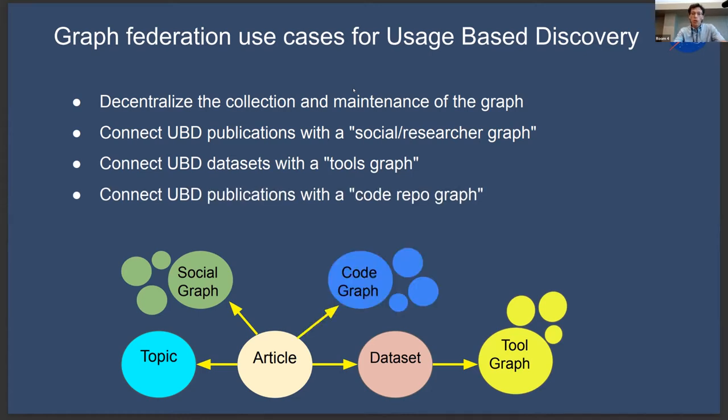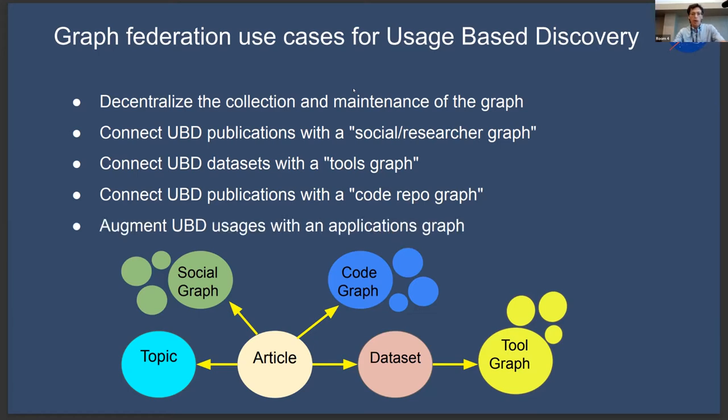We could connect to a code repository graph. This would be really nice because sometimes a research paper is a little bit more opaque than you would like, and you really want to understand how they did this. What was the code? What were the algorithms that they actually used? So linking directly to some code repositories could be a really nice feature.